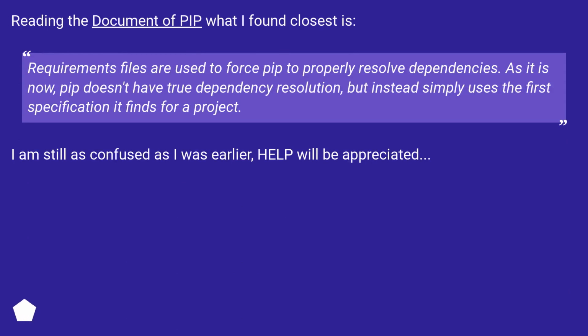Reading the document of pip, what I found closest is requirements files are used to force pip to properly resolve dependencies. As it is now, pip doesn't have true dependency resolution, but instead simply uses the first specification it finds for a project. I am still as confused as I was earlier. Help will be appreciated.